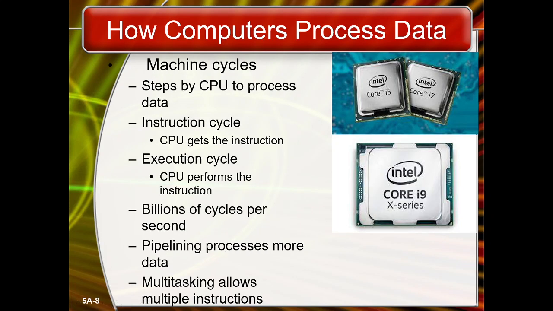Now let's see what is the machine cycle. These are the steps of the CPU to process data. Instruction cycle: the CPU gets an instruction in the instruction cycle. There is the execution cycle: the CPU performs the instruction in the execution cycle. And there are billions, rather trillions, of cycles per second in which data is being processed. Pipelining processes more data. This is another process held in the CPU. And multitasking allows multiple instructions.